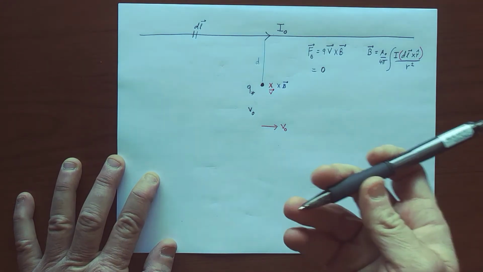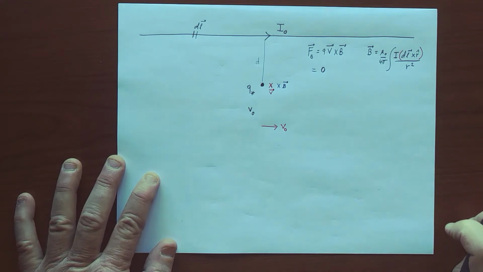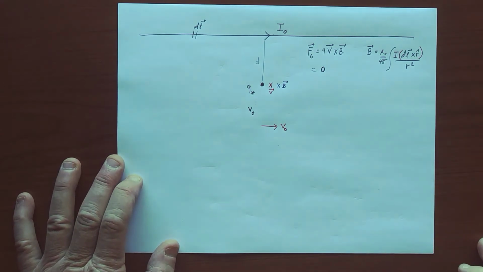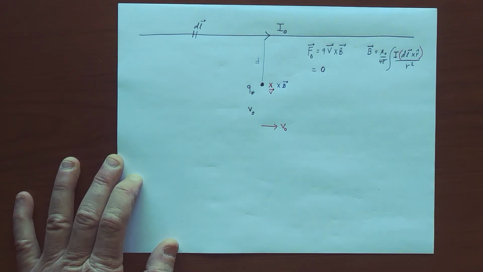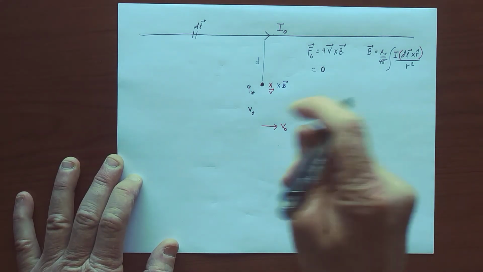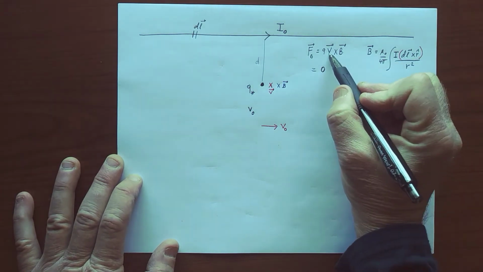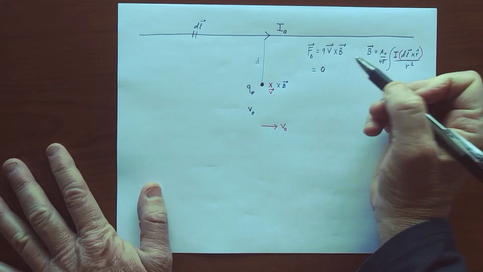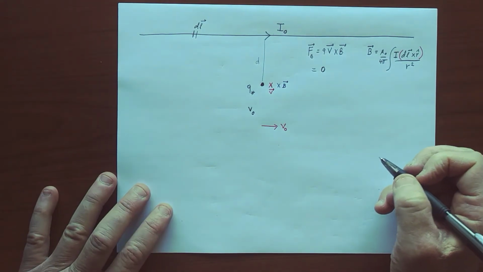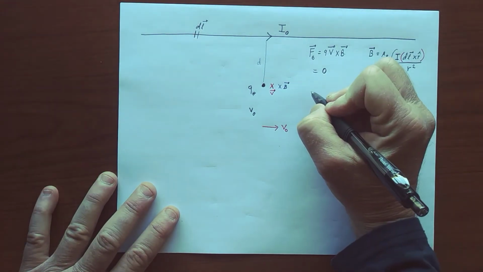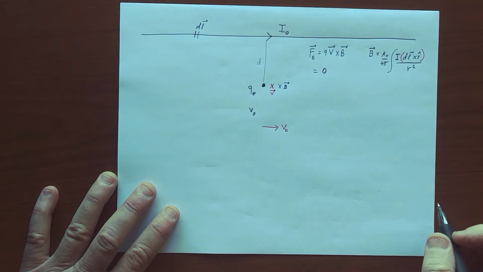Okay, so the velocity is to the right. In this case, what we have is a non-zero force. In fact, we have the maximum force because the magnetic field is into the page and the velocity is to the right. So there's 90 degrees between velocity and magnetic field, and therefore the force will be the magnitude times some unit vector, and the force will not be zero.